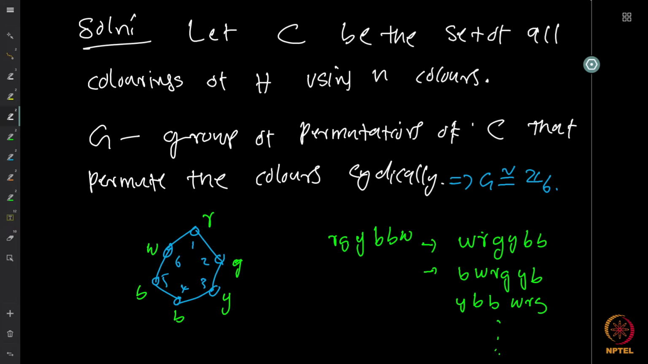By rotations, I can rotate and get this kind of colorings, right? Where I assume that vertex 1 is now given the color W. After this one rotation, vertex 1 will be given the color W, right? So W goes here, and similarly red goes to 2, etc.